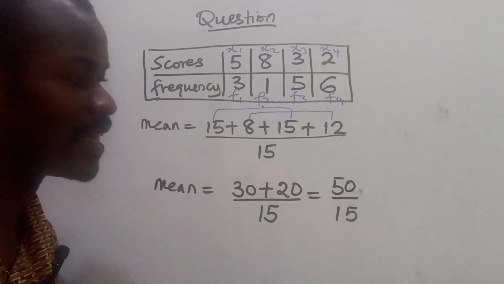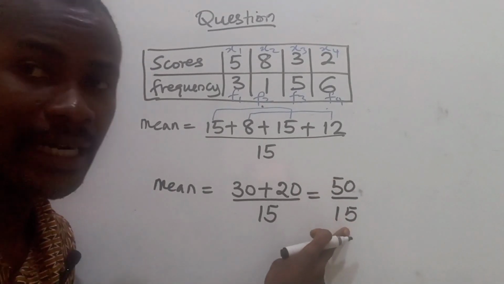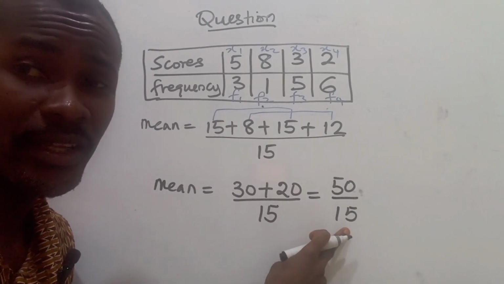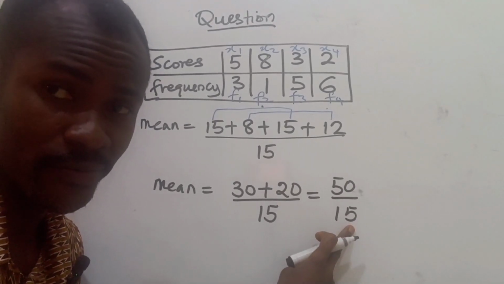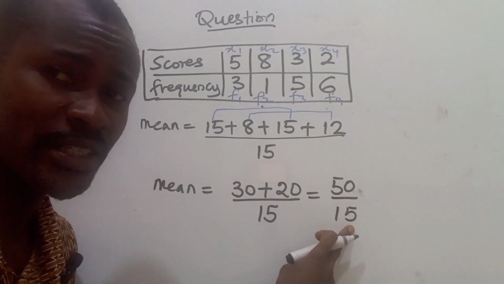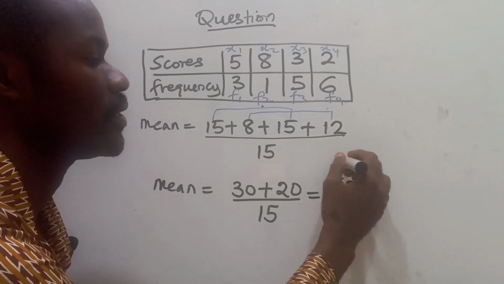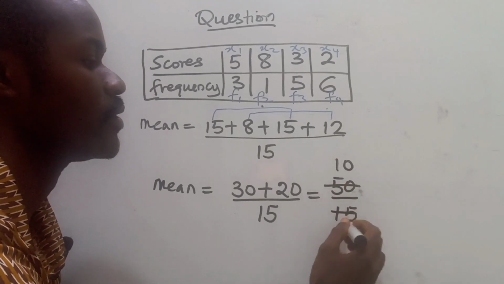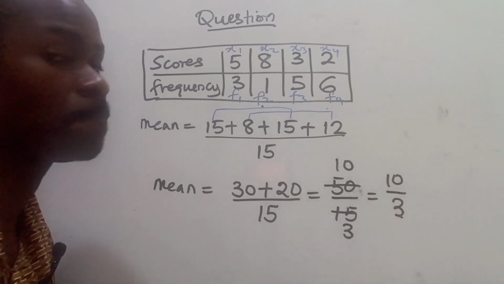From this point, you can see that 5 can divide 50 and 15. Why? 5 can divide any number that ends with 0, and 5 can divide any number that ends with 5. That's the basic principle of divisibility. So 5 into 50 is 10, and 5 into 15 is 3. So we have 10 divided by 3.